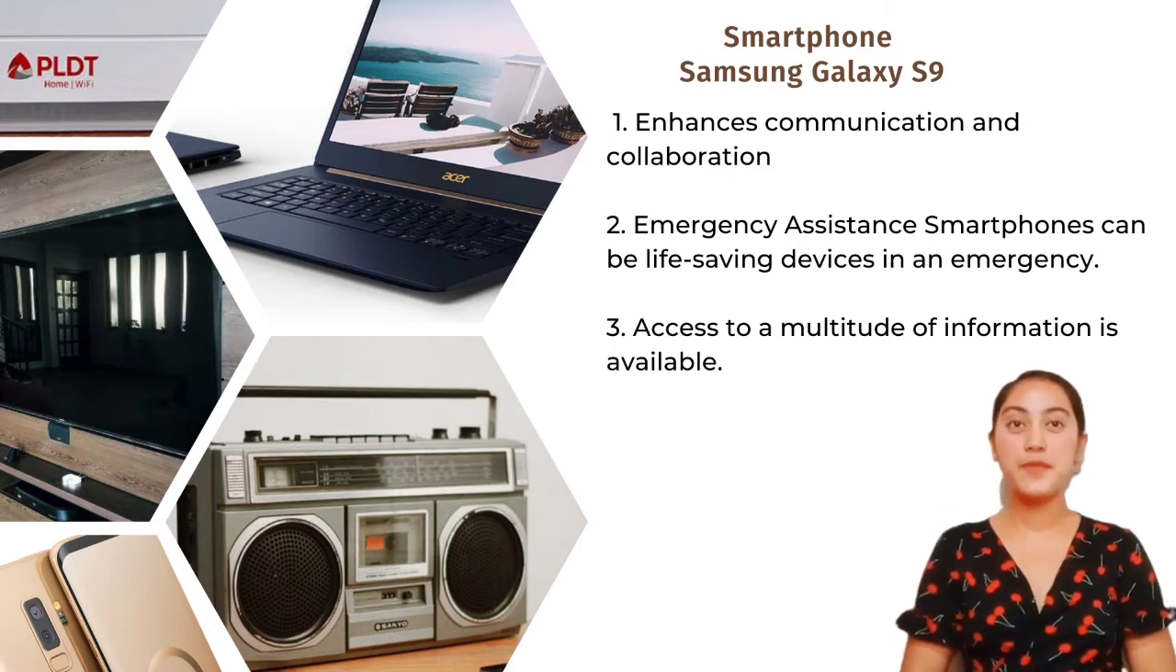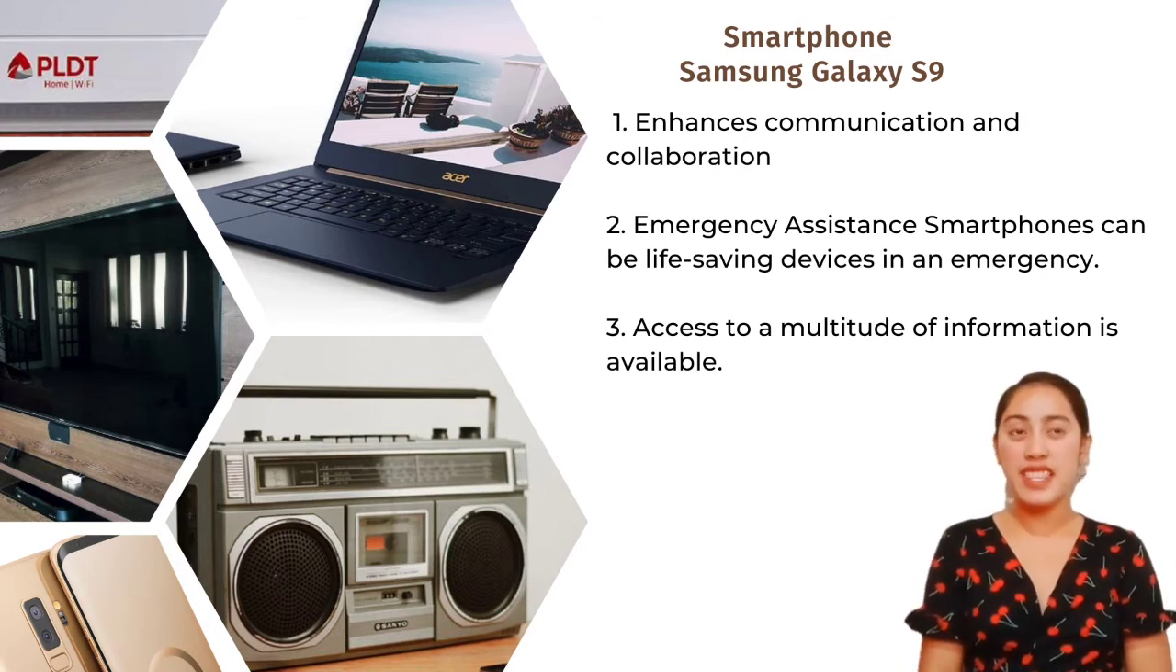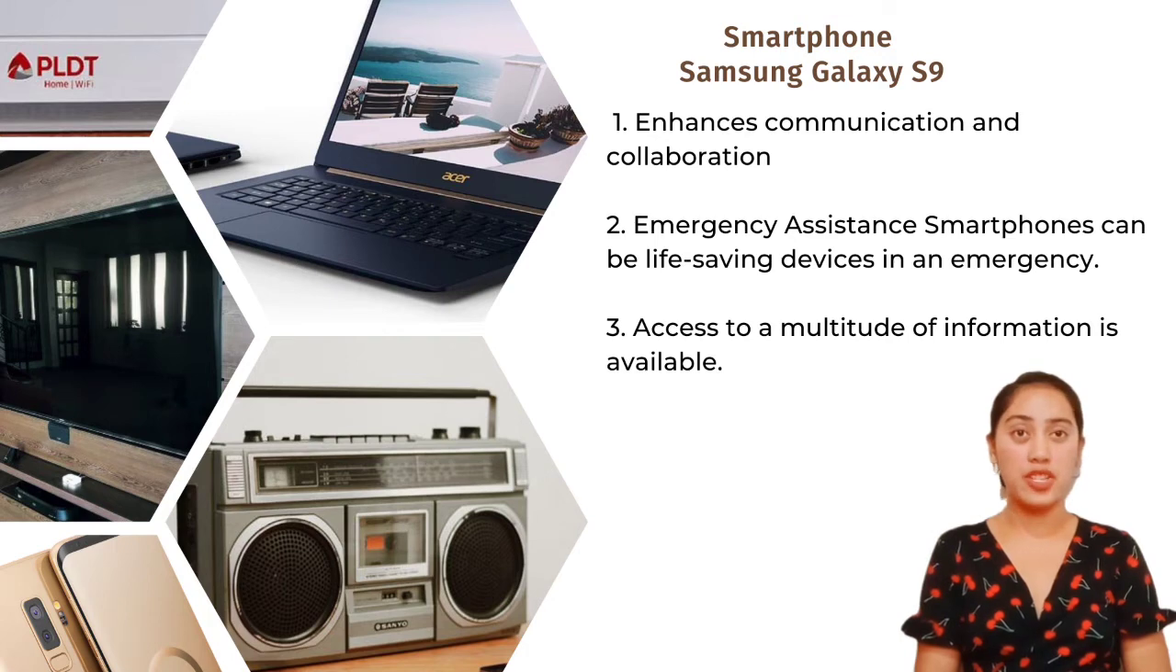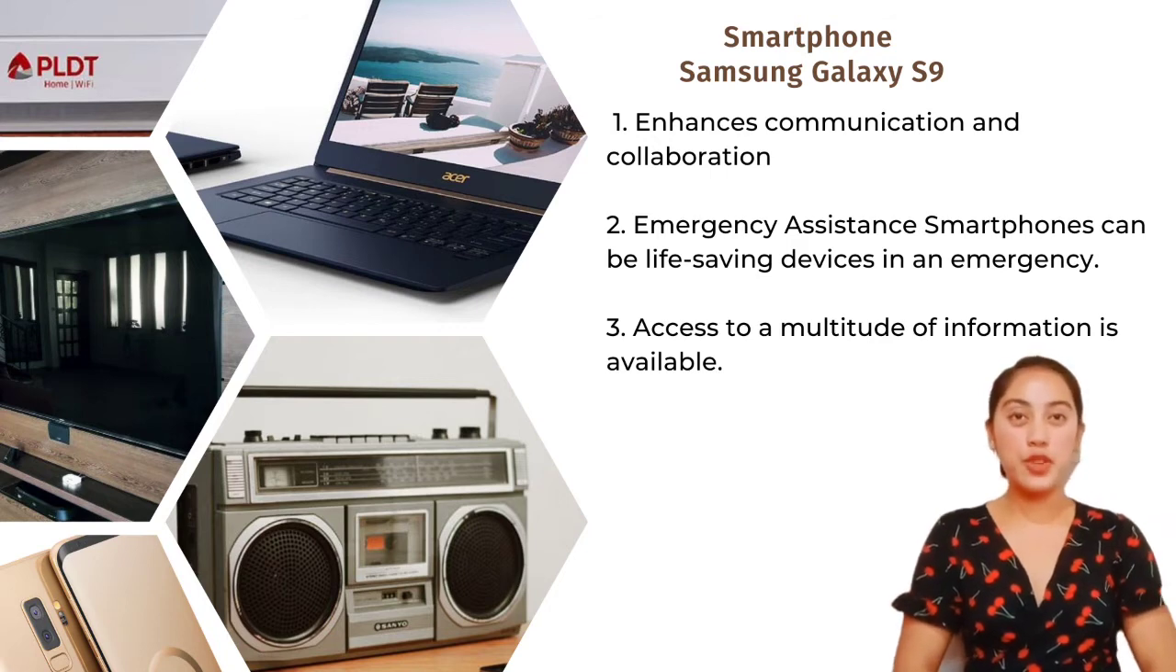Emergency assistance: smartphones can be life-saving devices in an emergency. They are a quick and easy way to contact someone if you require assistance. In the event that someone goes missing or is in a dangerous situation, tracking services allow you to see where they are. Access to a multitude of information is available.